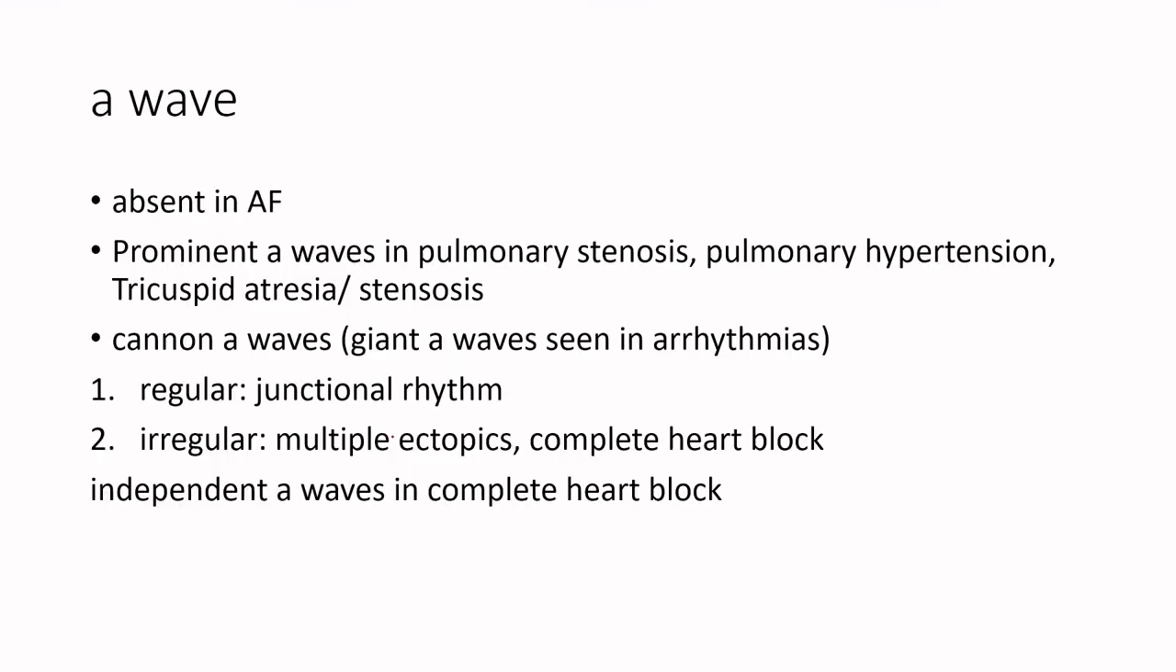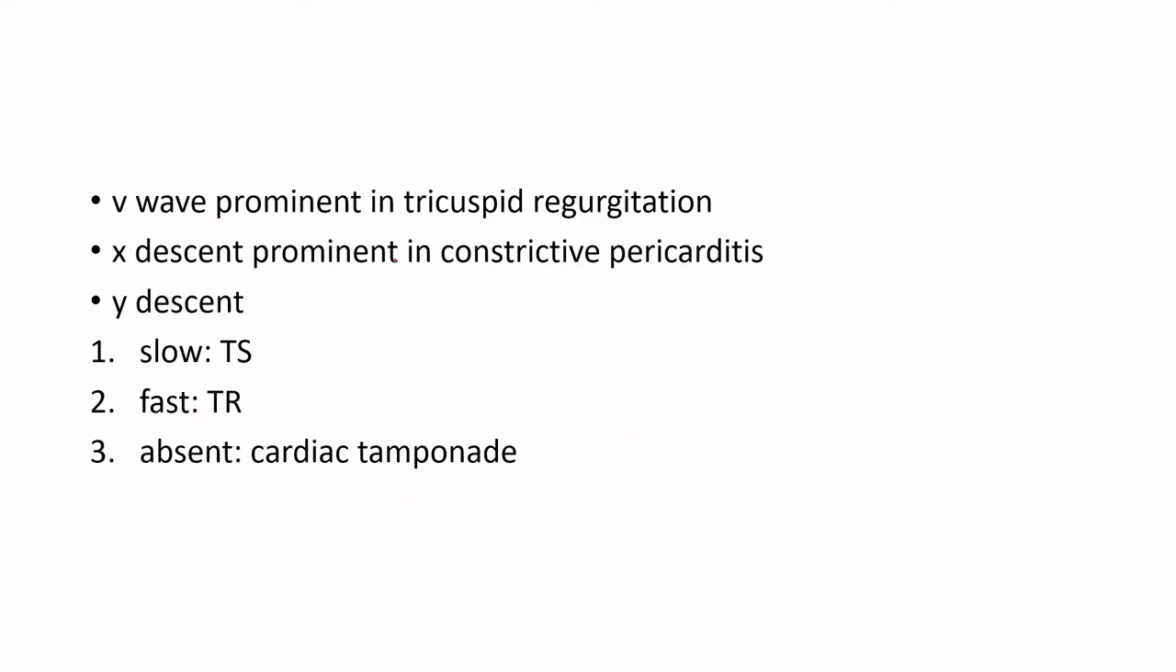Now we discuss some of the abnormalities in these waveforms. In AF, the A wave is absent. Prominent A waves can be seen in pulmonary stenosis, pulmonary hypertension, and tricuspid stenosis or atresia. Cannon waves, giant waves, are seen in arrhythmia: regularly in junctional rhythm, irregularly in multiple ectopics and complete heart block, where independent waves are seen. The V waves are prominent in tricuspid regurgitation.